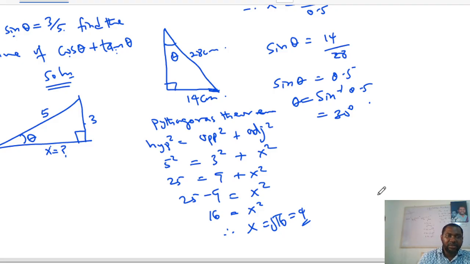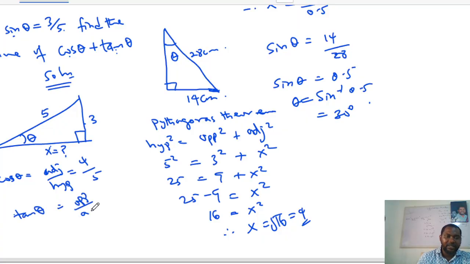Now, so that means your x is 4. And now it is easy to find cos theta. Cos theta is supposed to be adjacent over hypotenuse. So my adjacent is 4 and my hypotenuse is 5. Then tan theta is opposite over adjacent. My opposite is 3, my adjacent is x, which is 4.